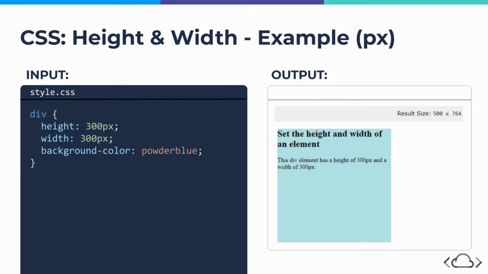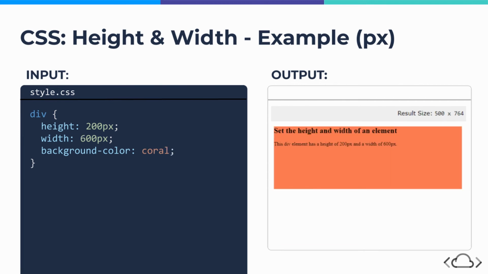Let's try stretching the div container out horizontally. So here we change the width to 600 pixels and decrease the height down to 200 pixels. Changing the color to coral, we can see that the div container is stretched out wider.